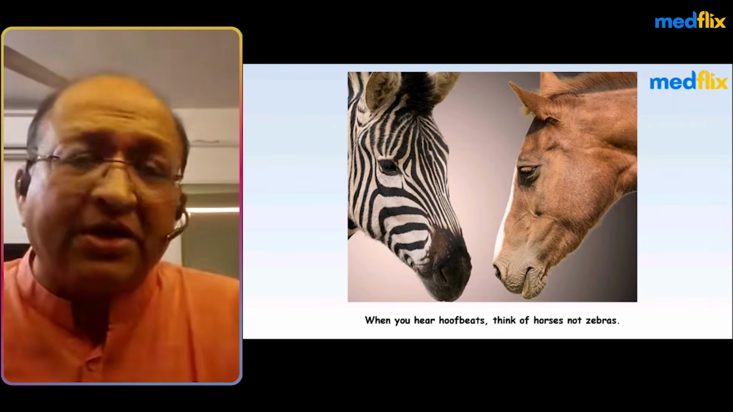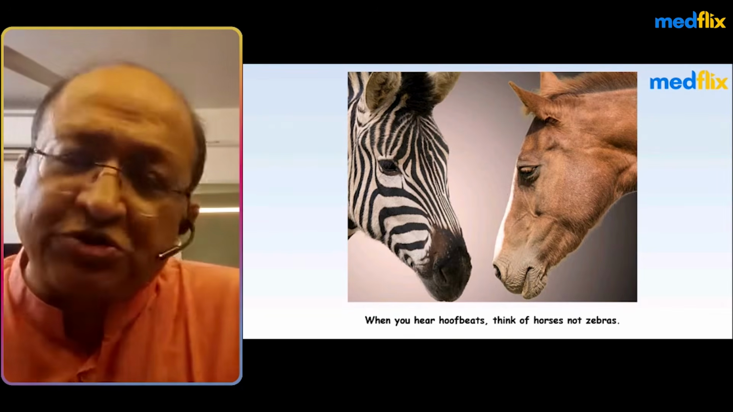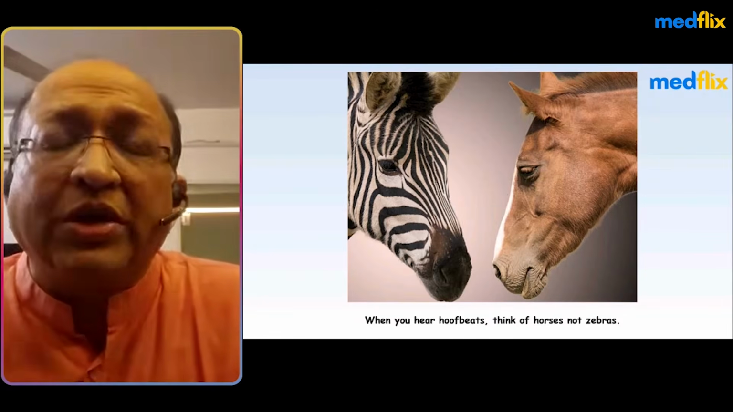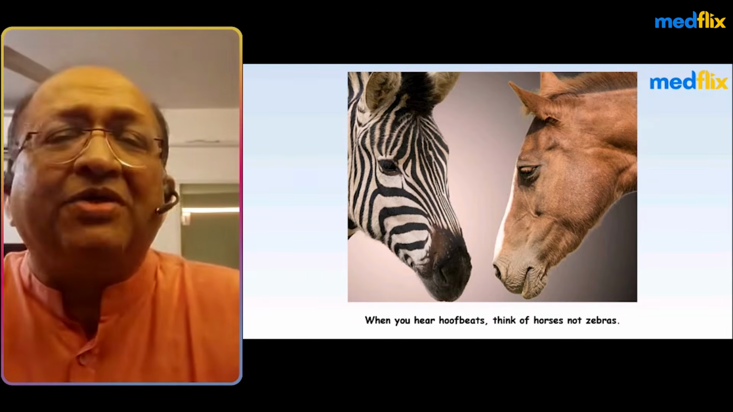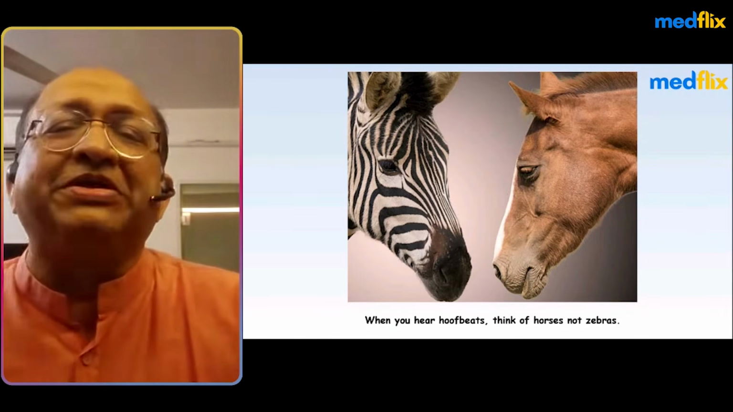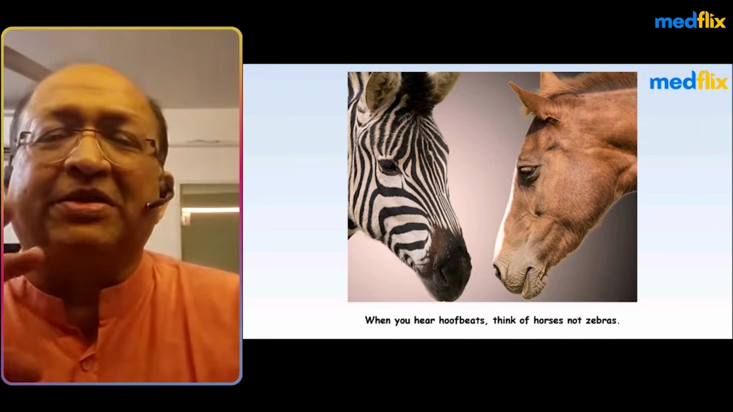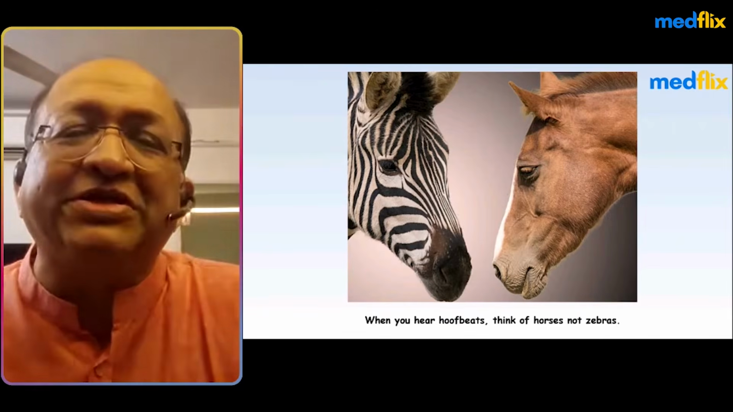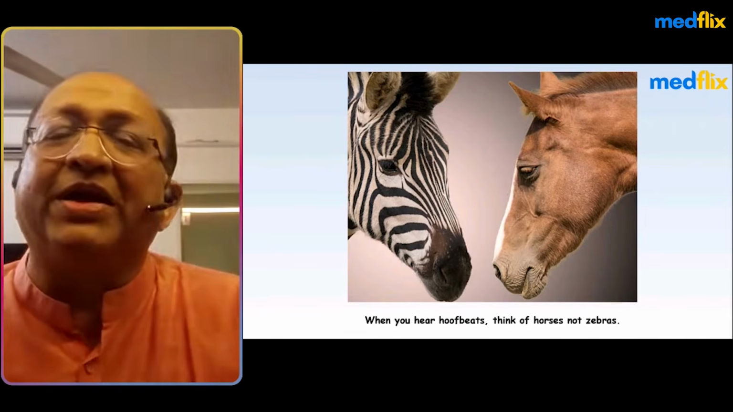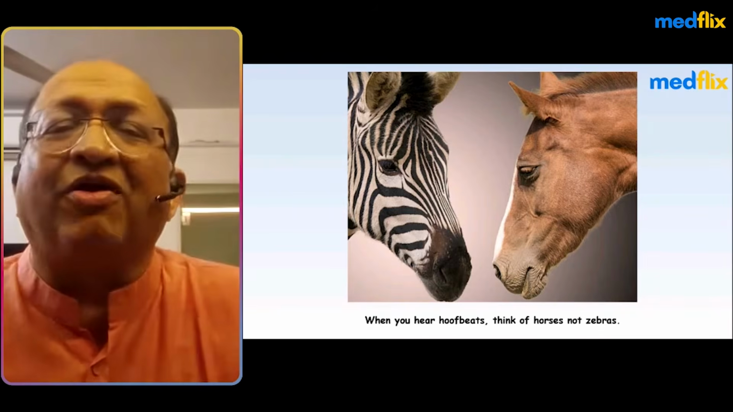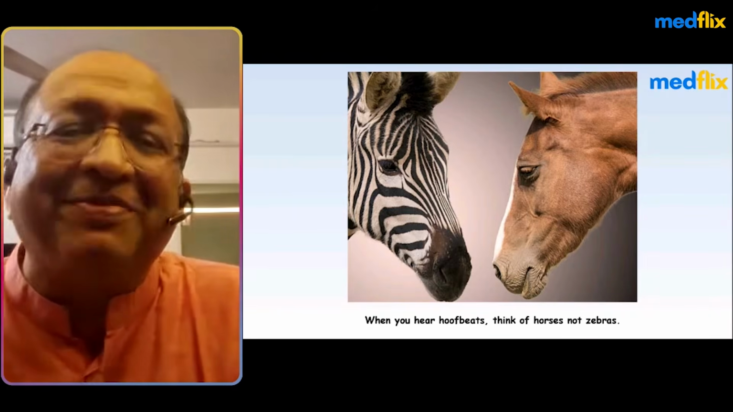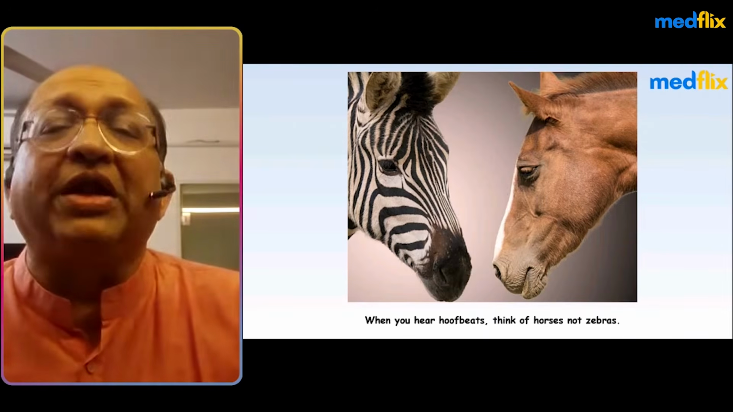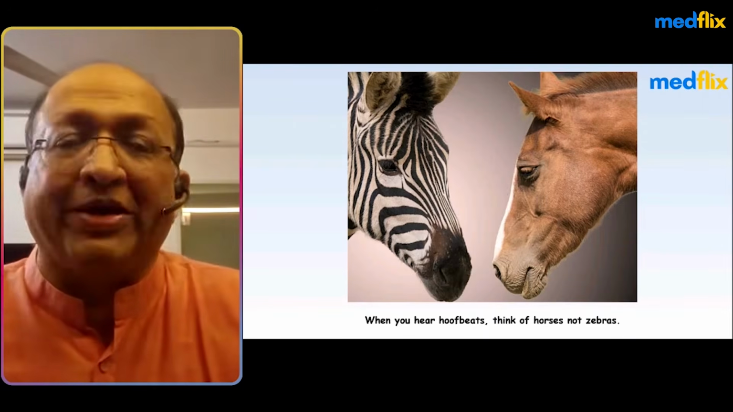Okay, now another heuristic that we first spoke about, and that heuristic is very famous. When you hear hoof beats, you are standing and the sound is coming from behind you, tabadik tabadik tabadik tabadik, you will think of horses, right? You will not think a zebra is coming from behind, because in India horses are much more common than zebras, as is in most of the world. This is a heuristic to tell you that common things are common, simple.